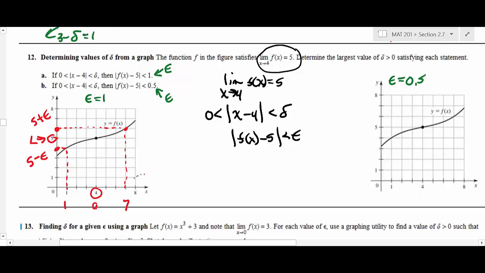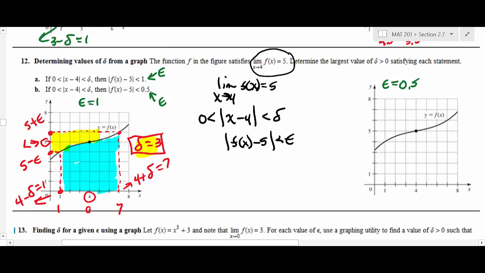So what you have then is this is 4 plus delta, which is 7. And then this point right here is 4 minus delta, which is 1. So that means delta's got to be equal to 3. So the largest value of delta in that case is going to be 3. So again, here's your epsilon belt. And then your delta belt, all doing the blue, is falling between 1 and 7. So you're able to find a delta based on whatever value of epsilon that you get.